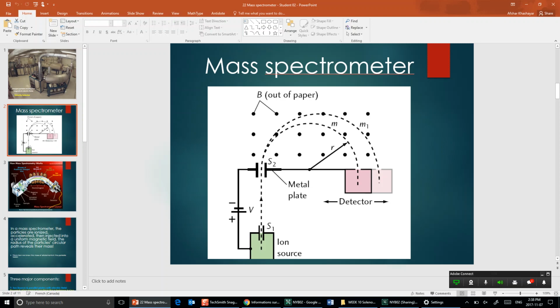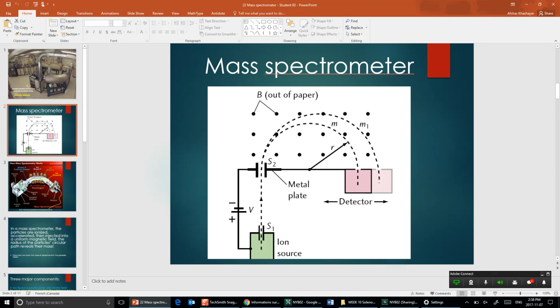And at the end of this region, there is another slit right there. And this particle can only make it through this slit if it has the right velocity. If it goes slower or faster, it doesn't matter. But what it needs to do is go in which direction? It needs to just go straight.